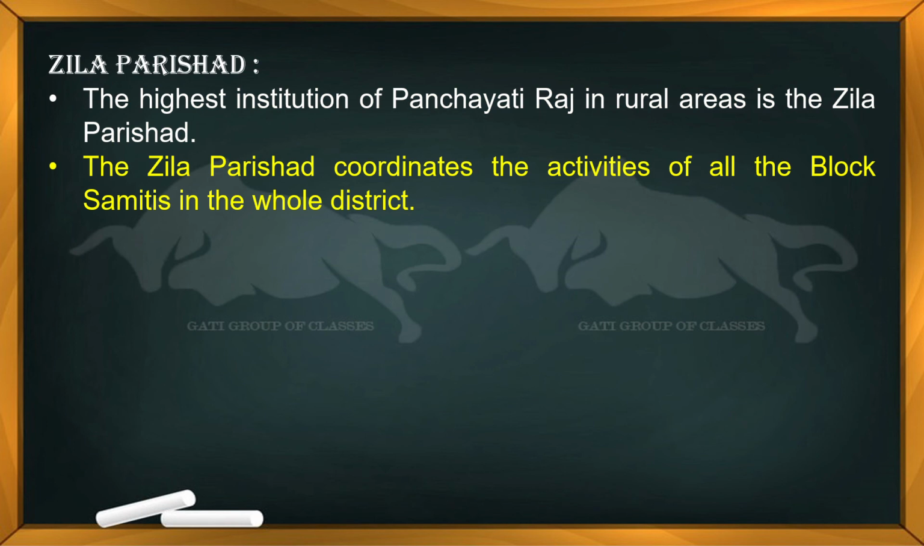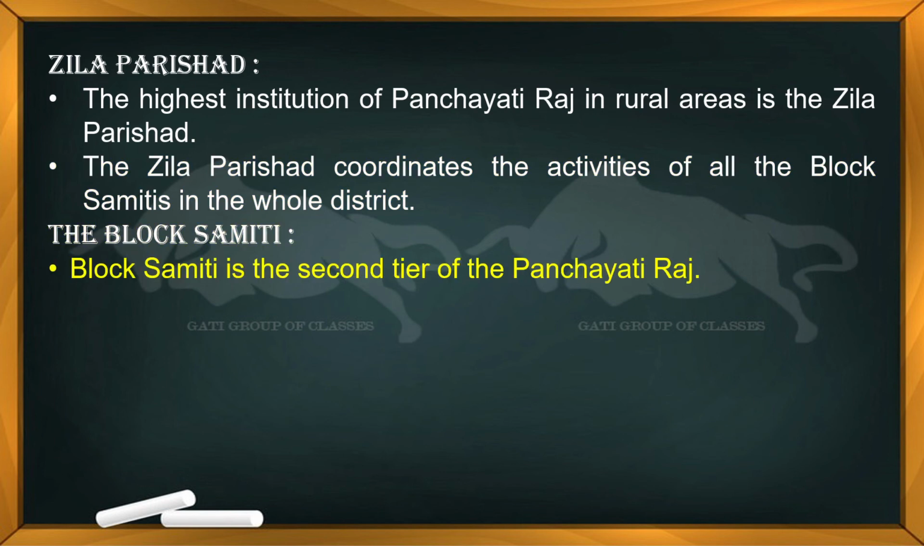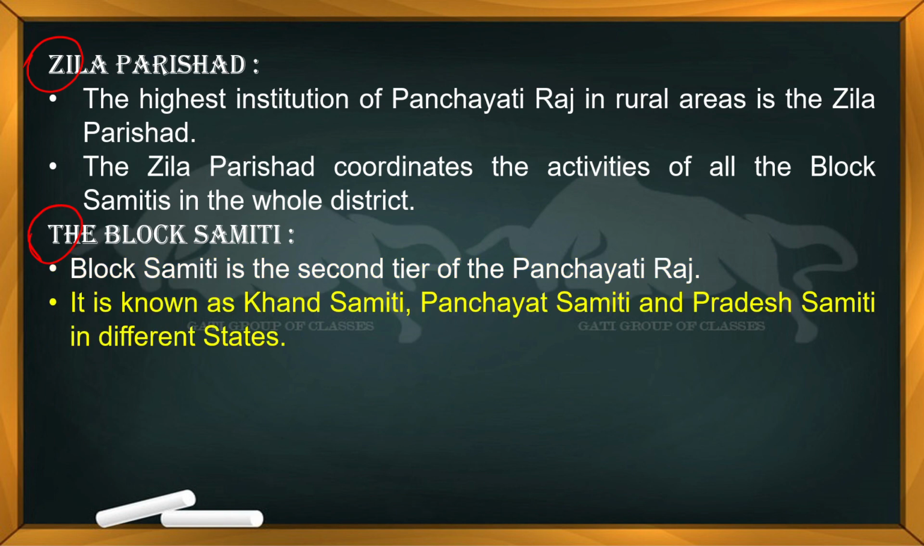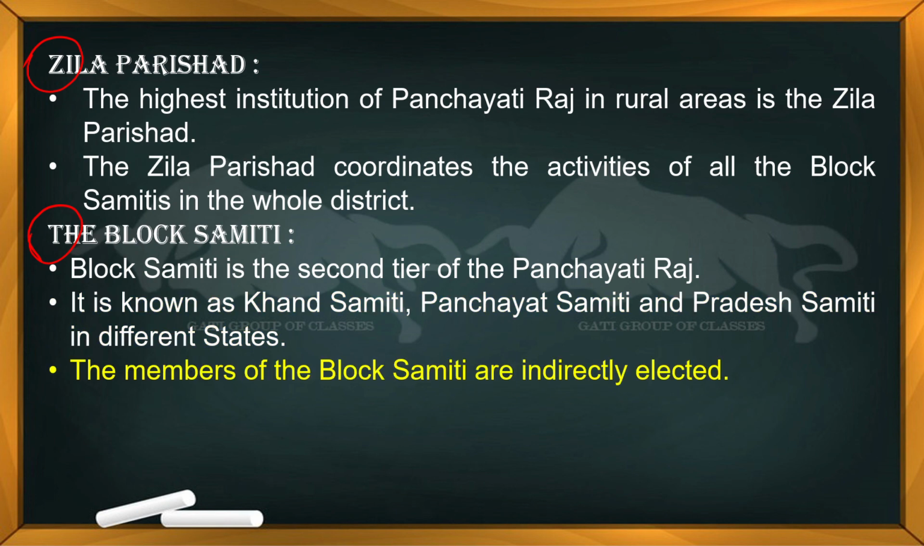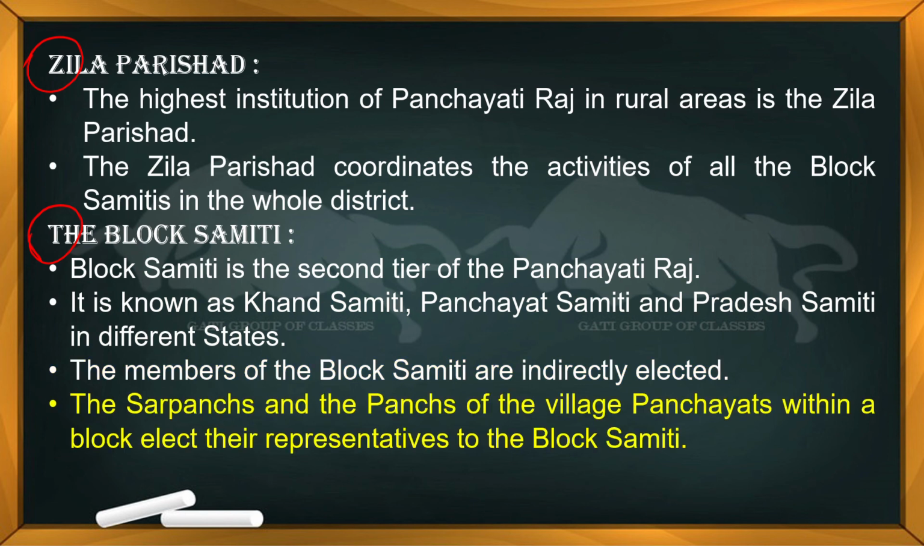The Zila Parishad coordinates the activities of all block samitis in the whole district. What is the block samiti? That is the second tier of the Panchayati Raj. This is the higher one and this is the lower one. The Block Samiti is known as Khand Samiti, Panchayat Samiti, and Pradesh Samiti in different states, depending on the language. The members of the block samiti are indirectly elected. The Sarpanch and Panchs of the village panchayats within a block elect their representatives to the block samiti.